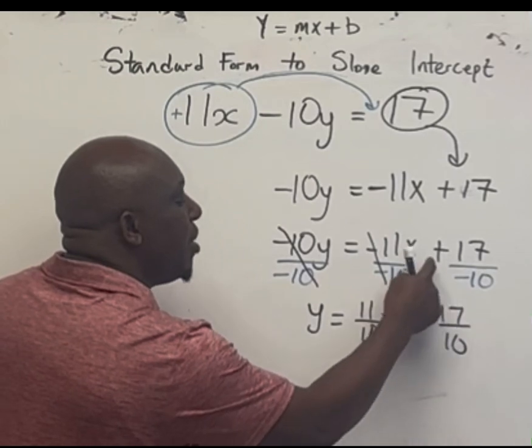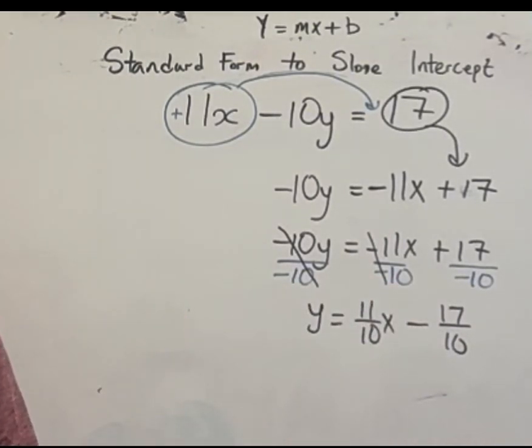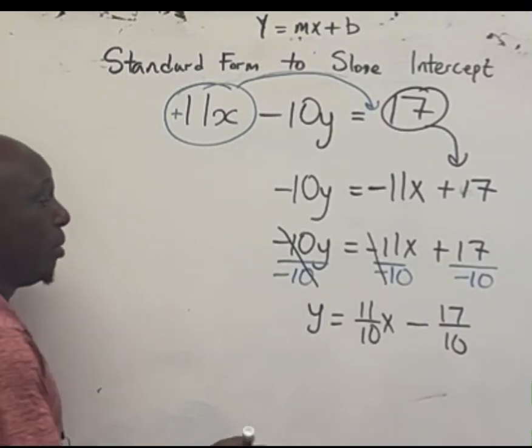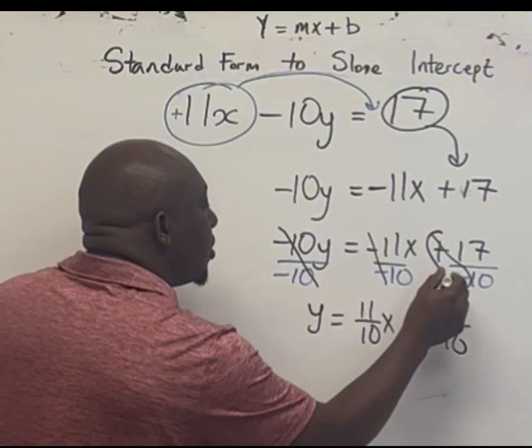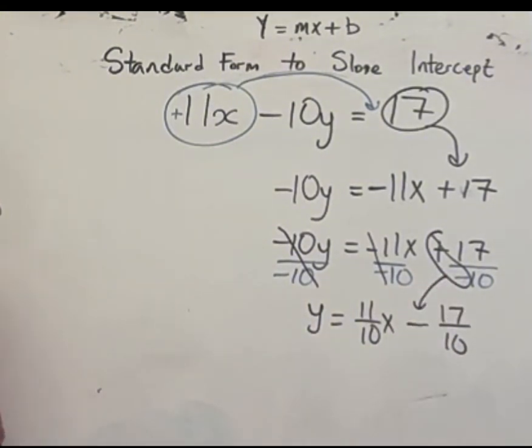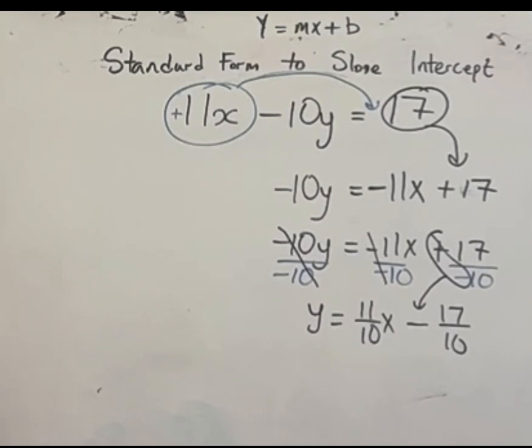Why is this becoming a minus now? Because we divide: same signs, positive, different signs, negative. So these two signs become this. Mr. Cuddy, why do they become a fraction? You leave it as a fraction because we're dividing by negative 10.